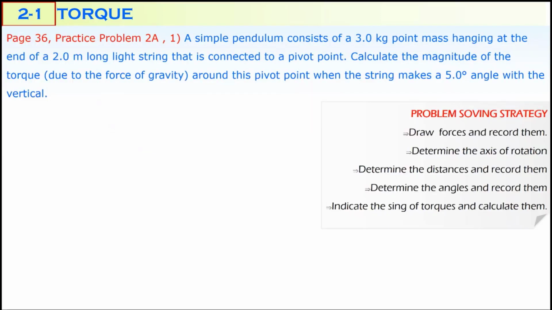Practice problem 2A, question number 1. A simple pendulum consists of a 3 kilogram point mass hanging at the end of a 2 meter long light string that is connected to a pivot point. Calculate the magnitude of the torque due to the force of gravity around this pivot point when the string makes an angle of 5 degrees with the vertical line.